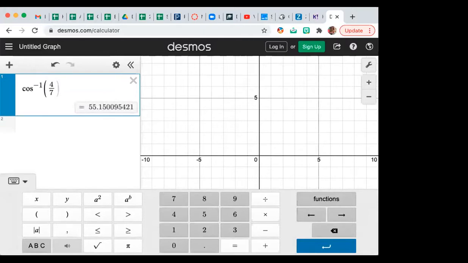So that angle that we were trying to find is how many degrees? Can you say that again? 55.2. Make sure you round right.